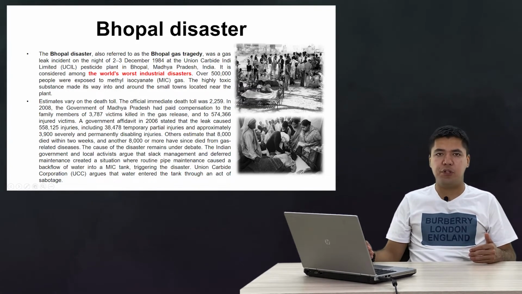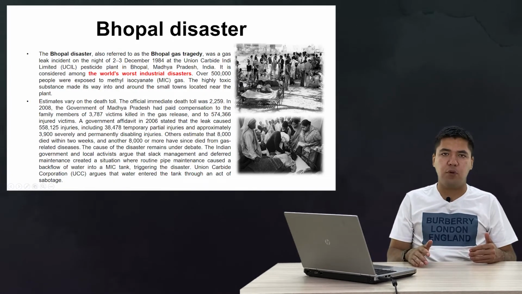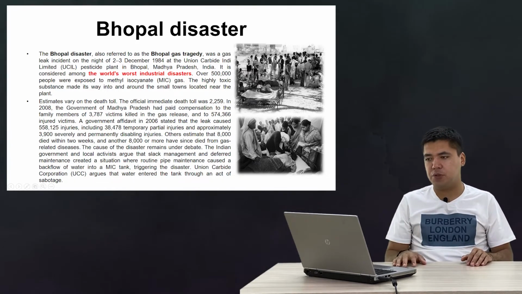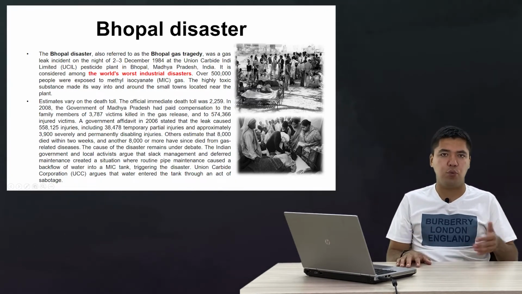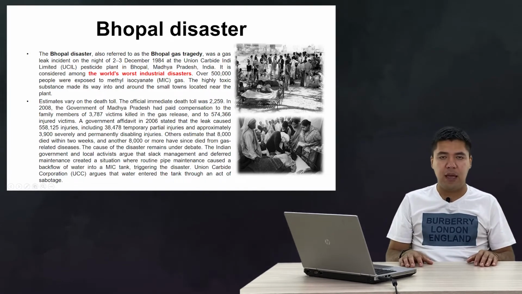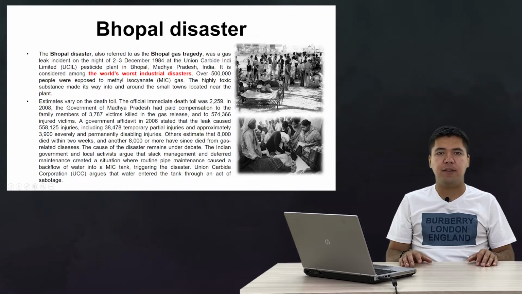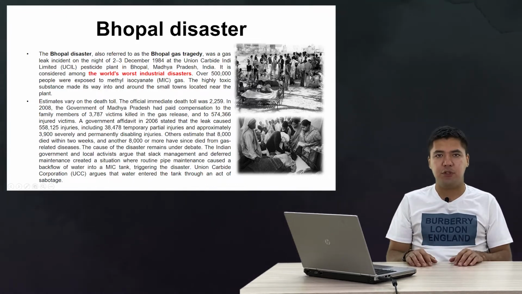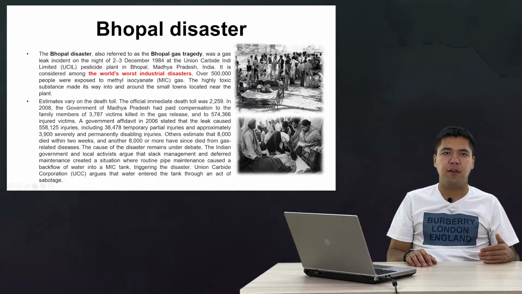And of course, at the beginning, not everything was perfect, and we have one of the world's worst industrial disasters. It happened on the 3rd and 4th of December 1984. If you look at the screen, this incident is called the Bhopal disaster. What happened there? Bhopal is a city in the middle of India, and in the 1980s that place was a center of pesticide manufacturing.